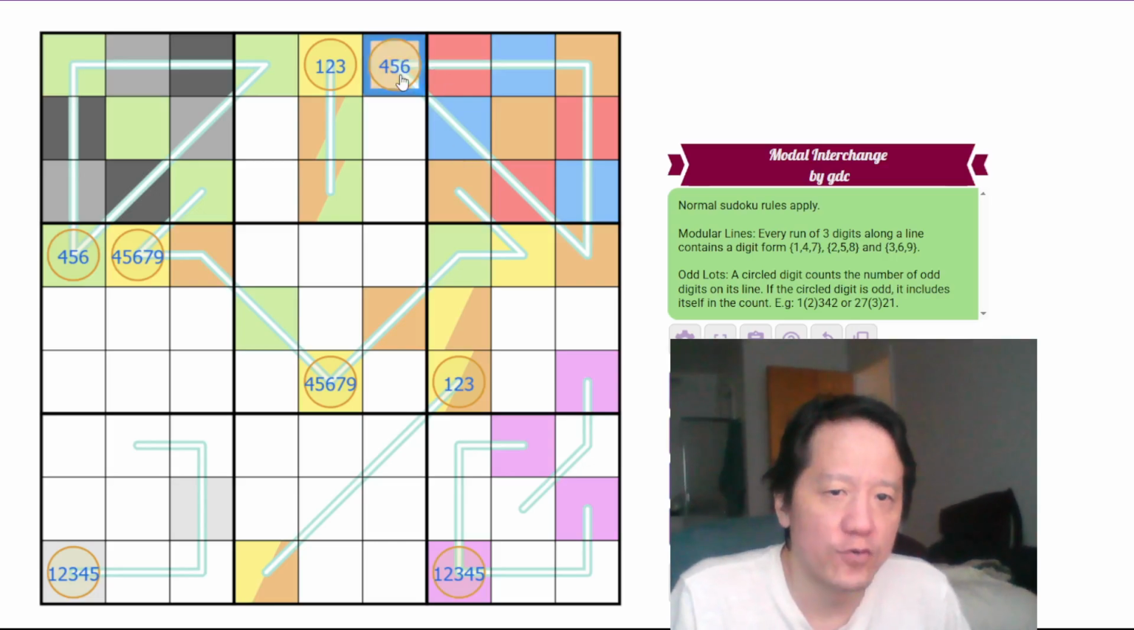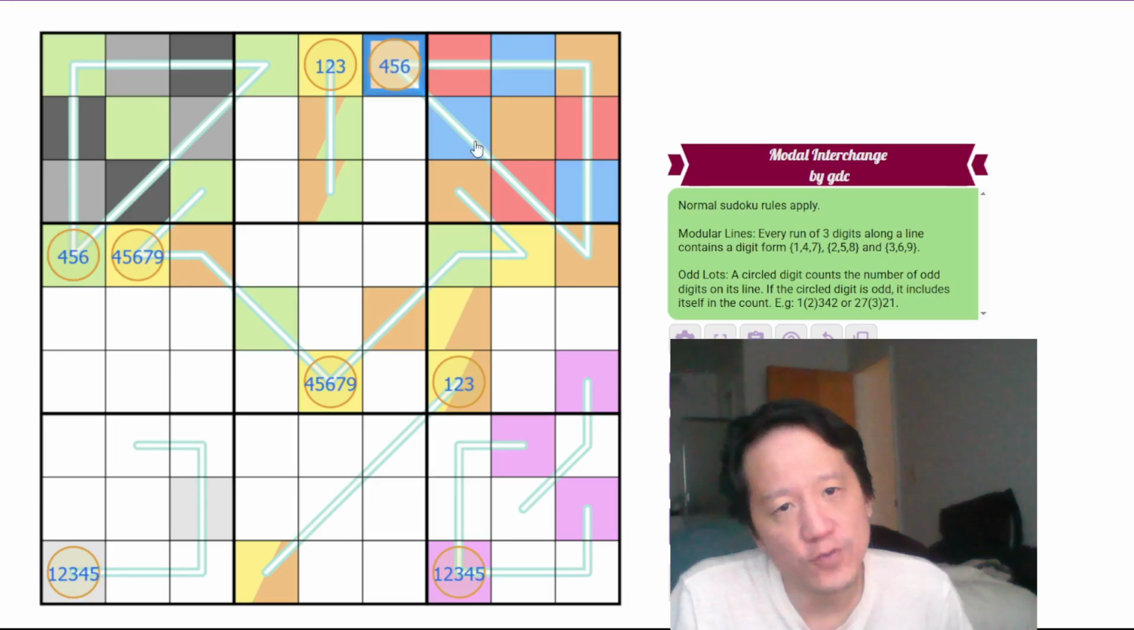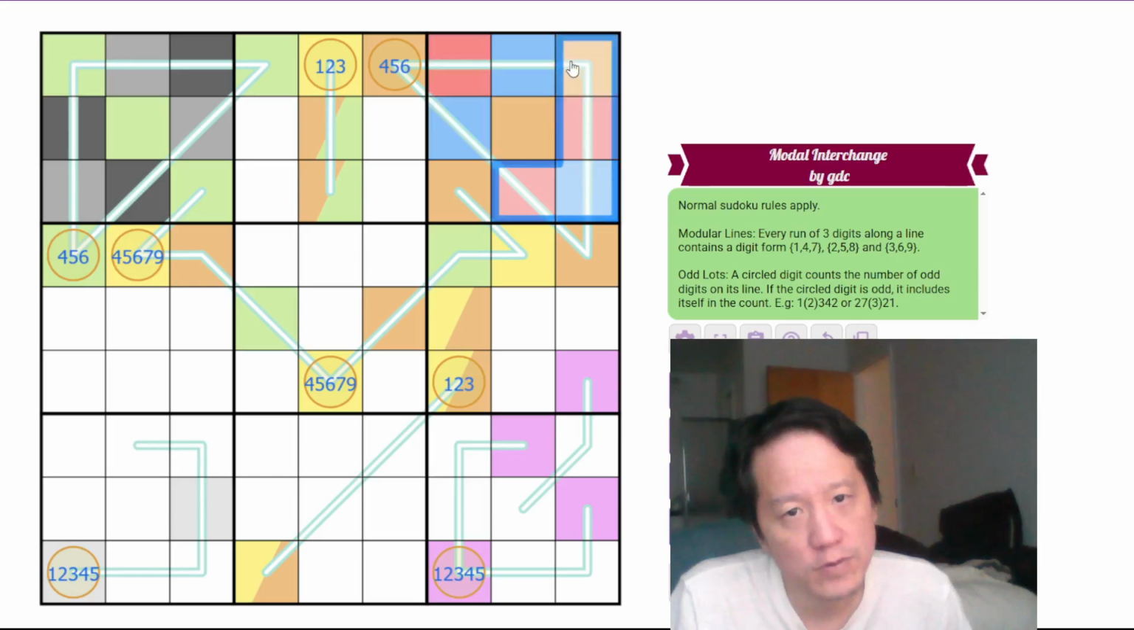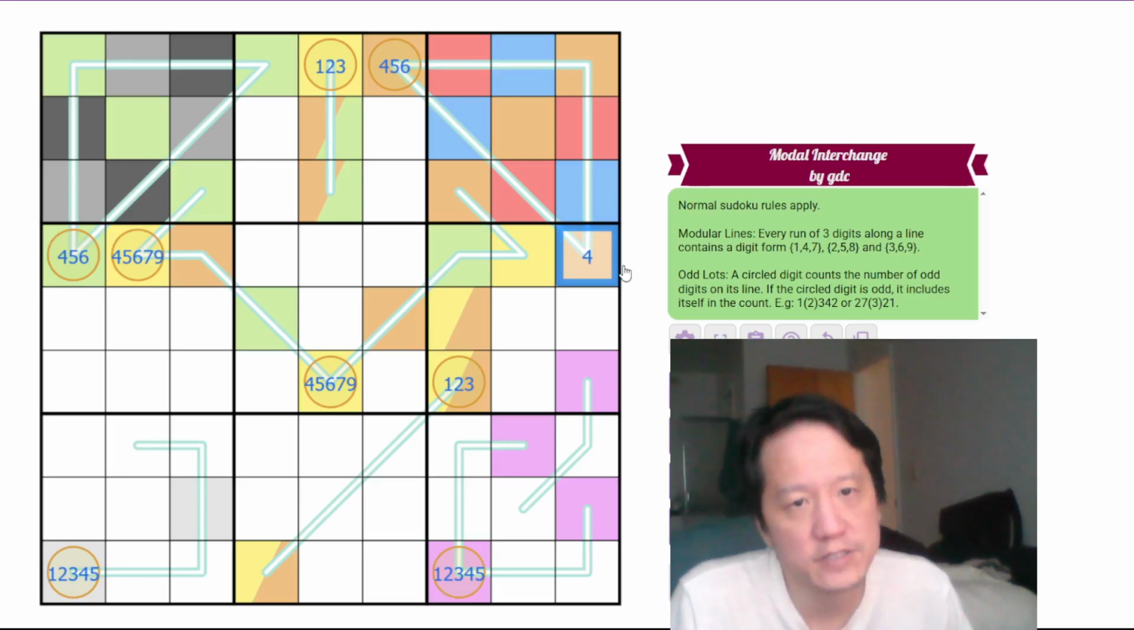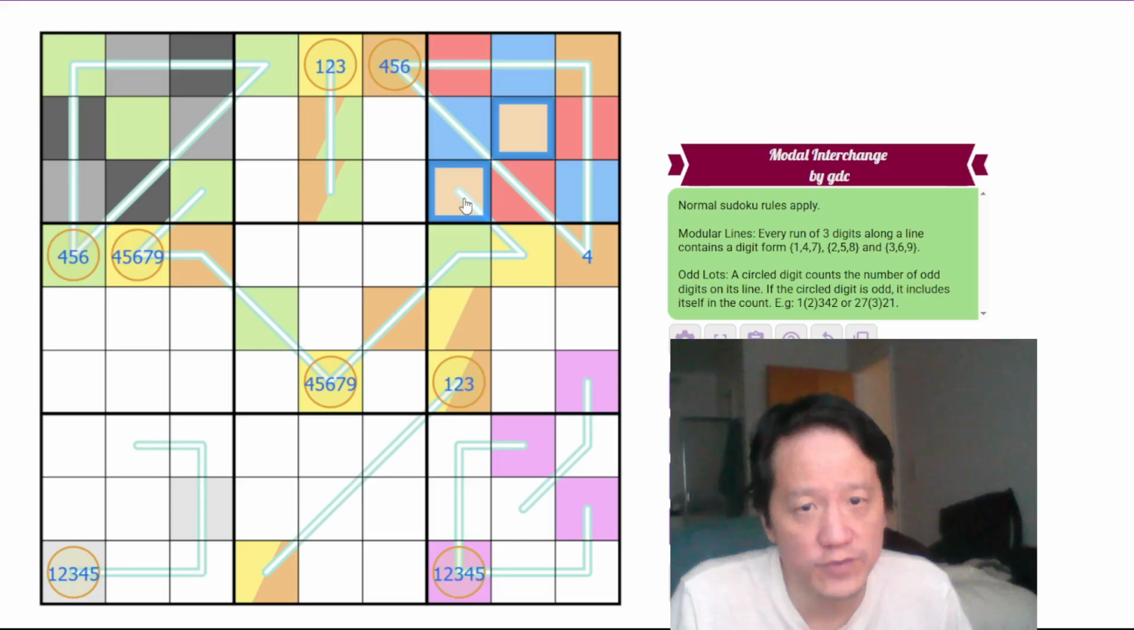If this is 4, that means a 4 has to be one of these 2. So if this is 4, 4 has to be here, which means this is at minimum 4 odd digits, which would force that to be an even digit. So then this would be 4 also. That's interesting. This is 1 or 7. We'd have 4 odd digits here, which means this is an even digit. The only even digit from 1 modulo 3 is 4, so that would be 4.